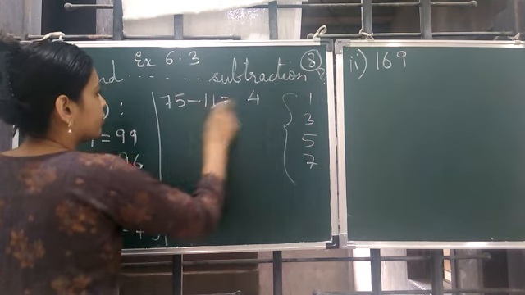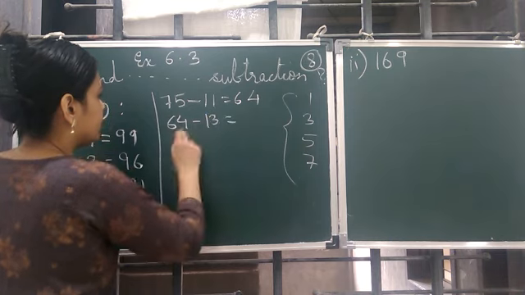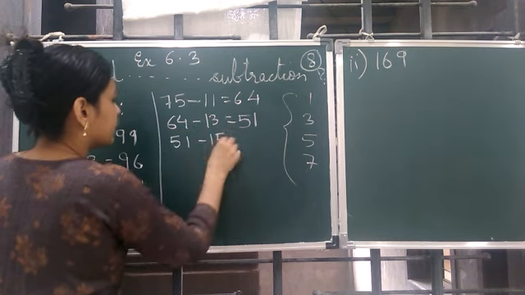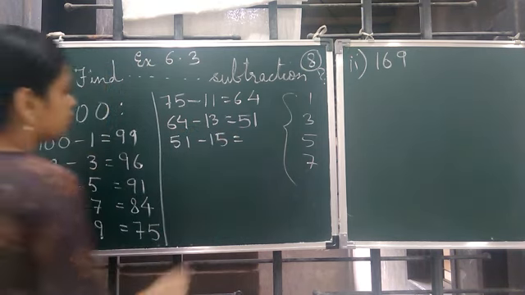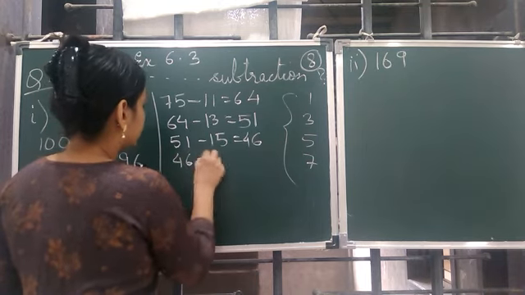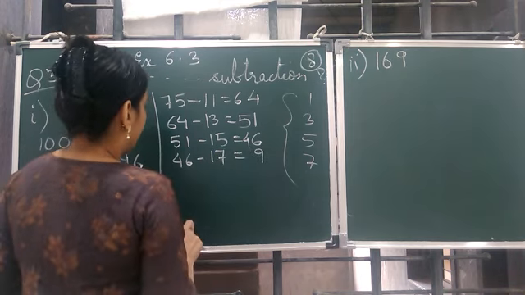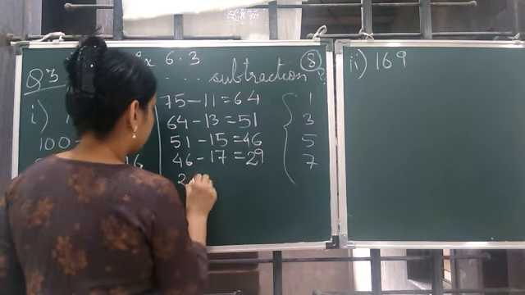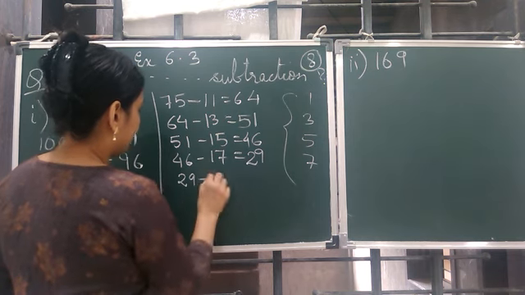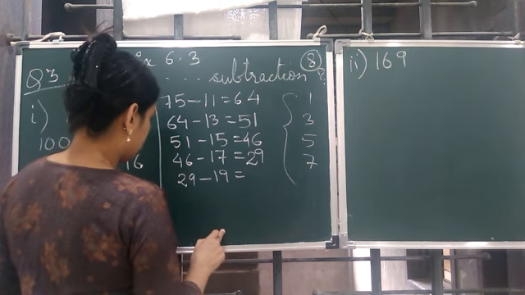This comes out to be 64. 64 minus 13 will give us 51. 51 minus 15 will give us 36. 36 minus 17 will give us 19. 19 minus 19 will give us 0. Are we going correct?